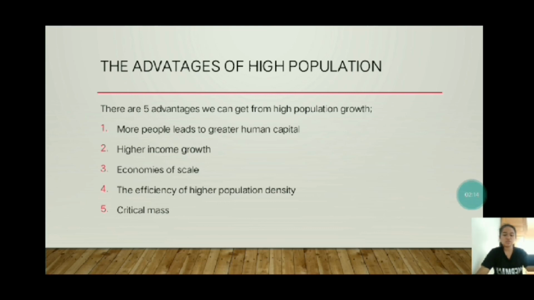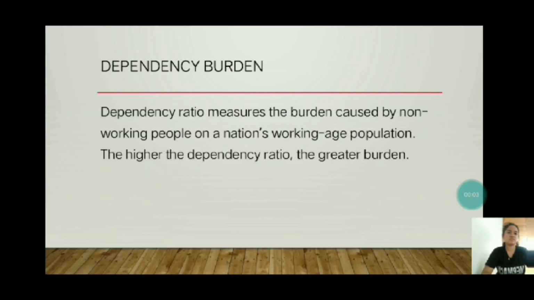So last one is the critical mass. So higher population can enable a critical mass of people to enable a wider, more vibrant society. With low population, there is also less scope for diversity. But when population grows, it can enable to support a broader cultural range of activities.